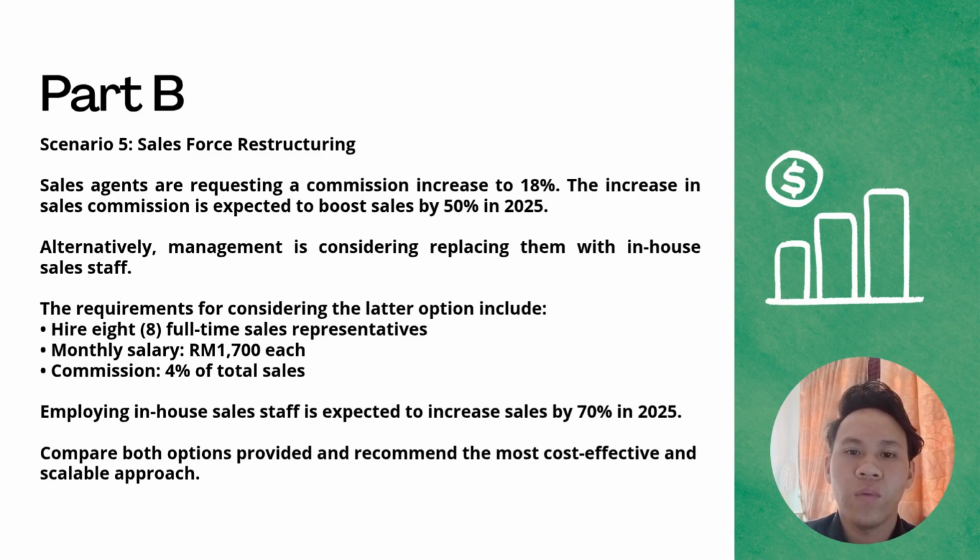231,200 ringgit per year. When we compare both options, it's clear that option 2 offers better value, not only because it delivers a higher increase in sales, but also because the total cost is lower than what we pay if we stick with the external agent at the higher commission rate. Plus, with an in-house team, the company would have more control over daily sales activities, staff performance, and customer service quality. So overall, my recommendation would be to proceed with hiring the in-house sales team, as it's a more cost-effective and scalable option for our business moving forward.